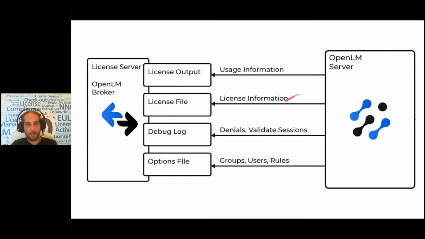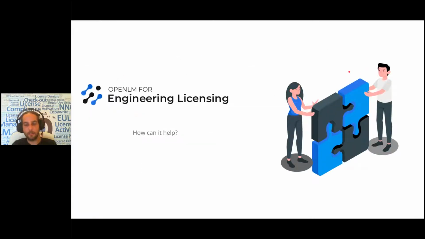So all that is basically taken in by the OpenLM broker. All these files, the license output, license file, debug log, options file, are taken in by the OpenLM broker, which sits on the license server where you install the license manager. Now it will send information to OpenLM. All the information will be sent to the OpenLM server and stored in the OpenLM database.